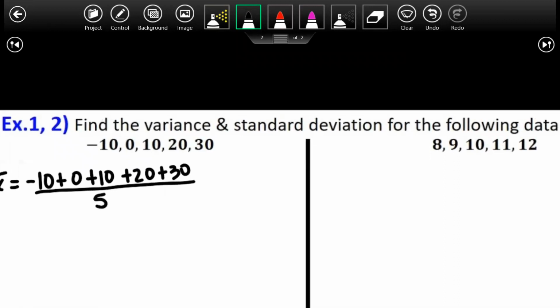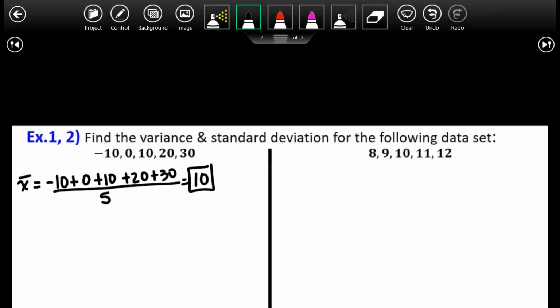Negative 10 plus 0 is negative 10. Negative 10 plus 10 is 10. Plus 20, plus 30, divided by 5 gives me an average of 10. Okay, this is the mean value for this data set.